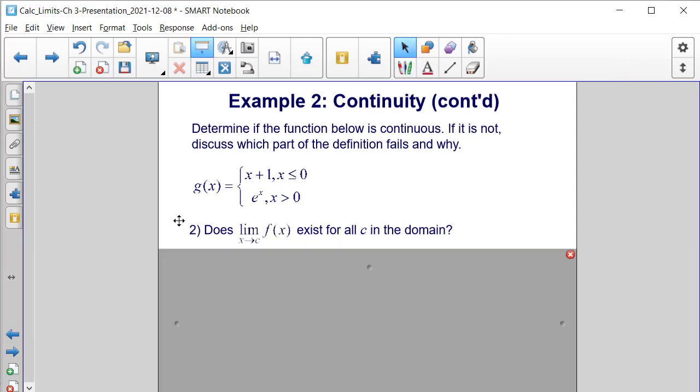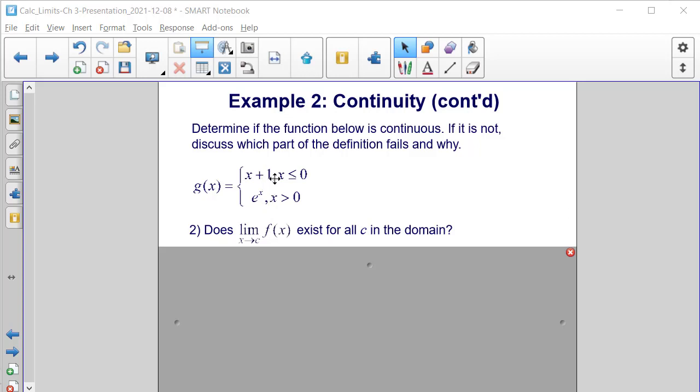The second question that we need to answer is, does the limit of f of x as x approaches c exist for all c values within the domain? Well, we know for all negative x values, we would use the beginning piece, and the limit from both sides of any x value less than or equal to 0 would always exist there because x plus 1 is continuous. Similarly, for x being greater than 0, we could look at e to the first or e to the second, and it would always approach that desired value from both sides and exist.